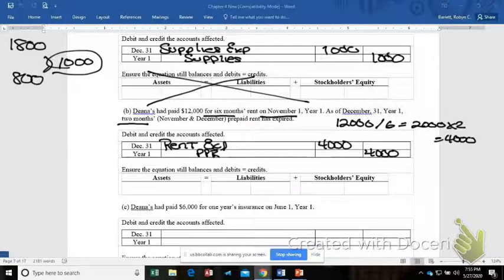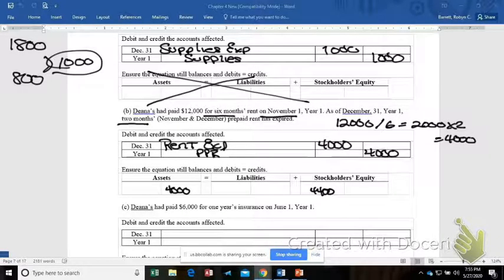Now, if you would have tried to fill this out down below, what you would have had is here, assets would have been going down by $4,000 because we would have decreased prepaid rent, and over here, you would have been debiting an expense. So that's what that would have looked like.